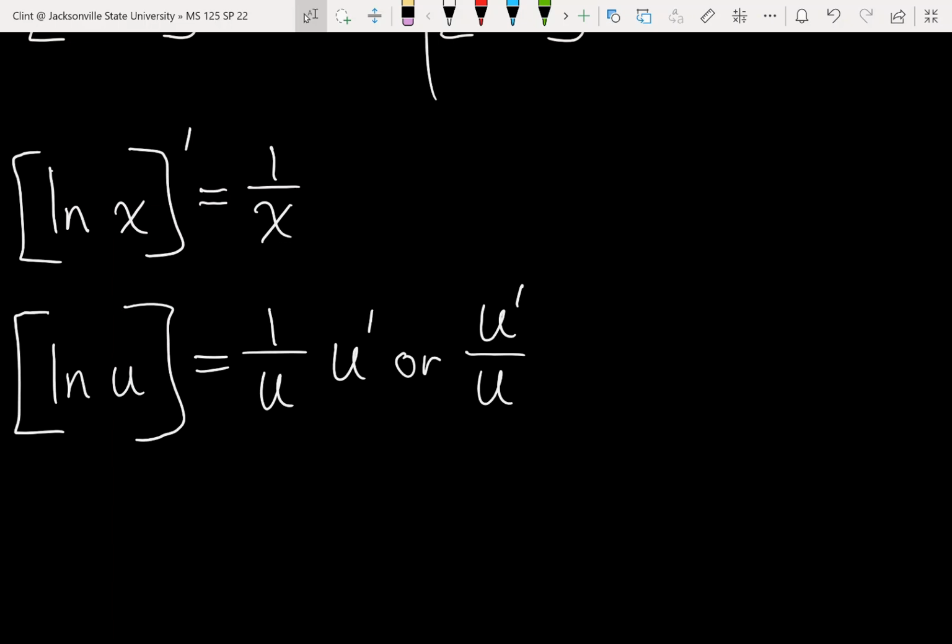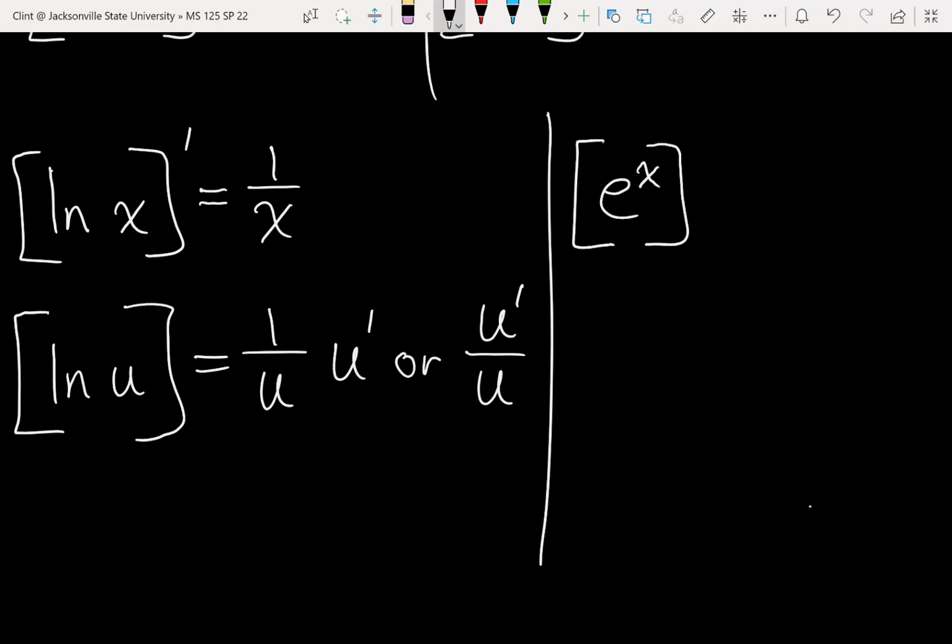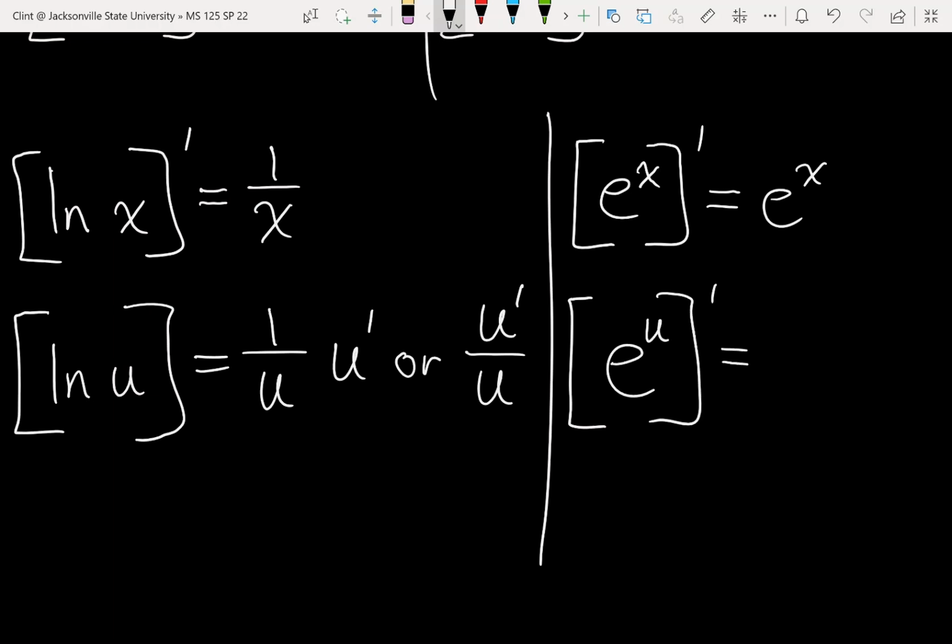And then got the easy one. e to the x, what's the derivative there? e to the x. And the chain rule version is if we got e to some other function, it's just e to that function times u prime.